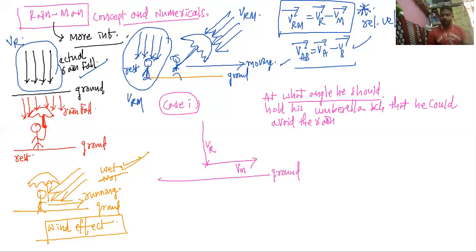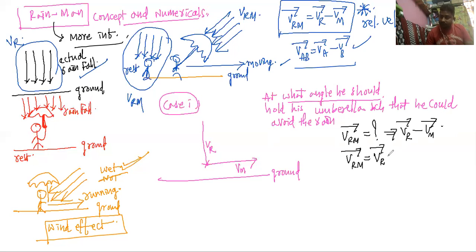So before moving into the concept of angle, we know the velocity of the rain with respect to the man is what our aim is. So this is equal to the velocity of the rain minus the velocity of the man. I can also write it as the velocity of the rain with respect to the man is equal to the velocity of the rain plus minus the velocity of the man. This is from vector laws of addition only.